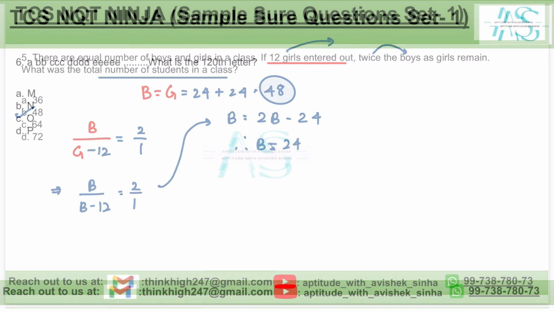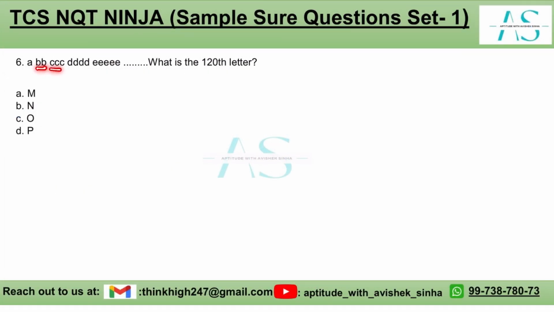I hope this helps. B, BB, CCC, DDD, EEEE. What is the 120th letter?